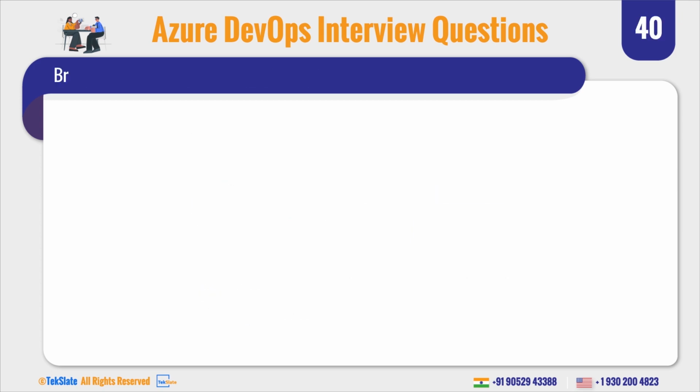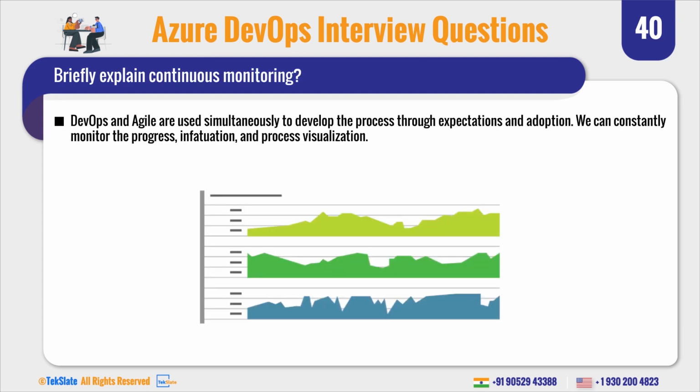The next question is, briefly explain continuous monitoring. DevOps and Agile are simultaneously used to develop the process through expectations and adoption. We can constantly monitor the progress, adoption, and the process visualization, and we will be provided with quick alerts in real time. So we can select the process as per our requirement through data analysis. Hence, continuous monitoring is of great help in the overall DevOps pipeline.